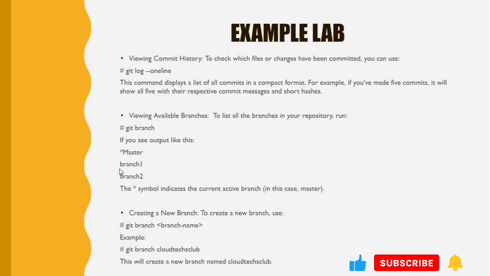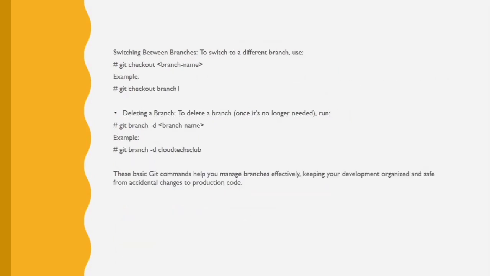In order to create a new branch, we can use the command git branch and the branch name. Now, to switch to a different branch, we can use the command git checkout and the branch name. And in order to delete a particular branch, we can use the command git branch -d and the branch name. Let's jump into the lab to see the practical demonstration of Git branching.